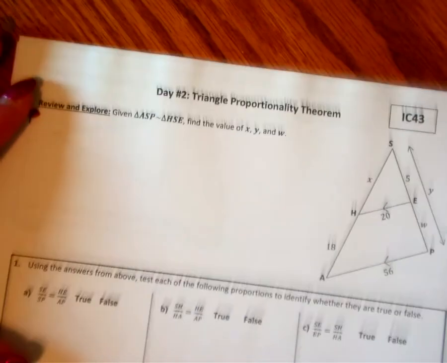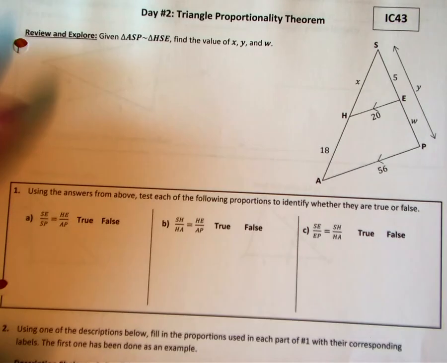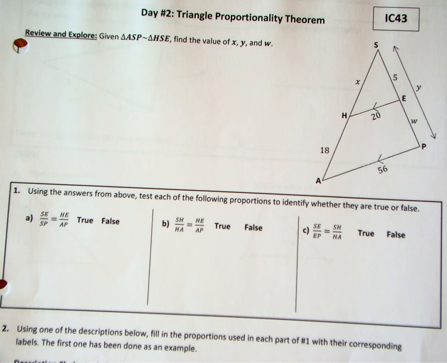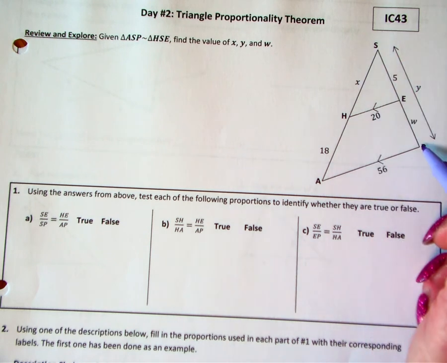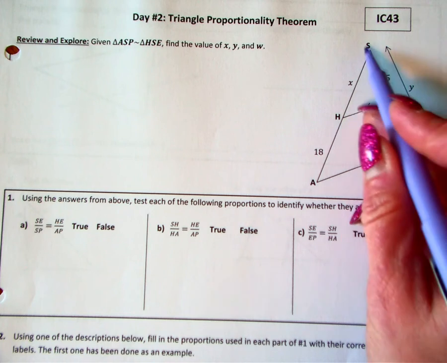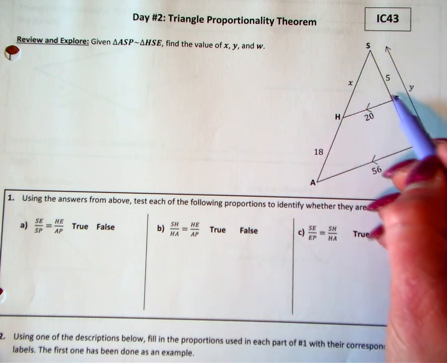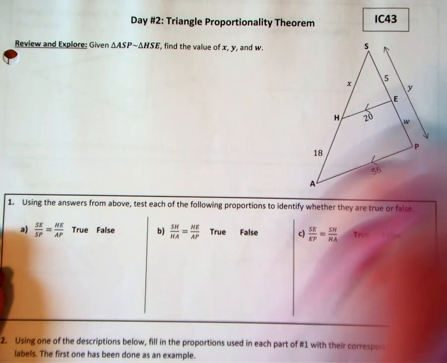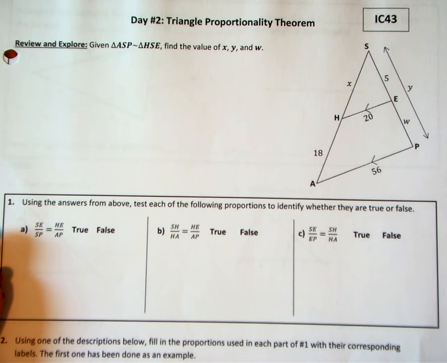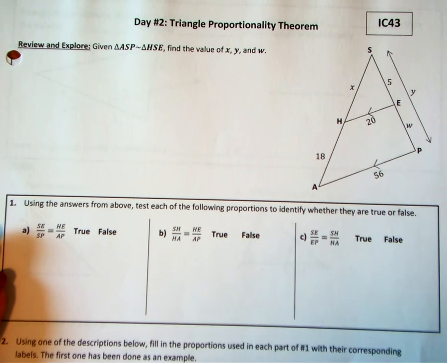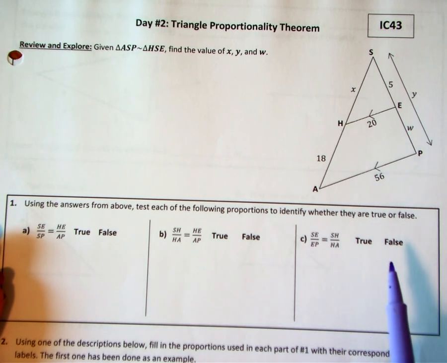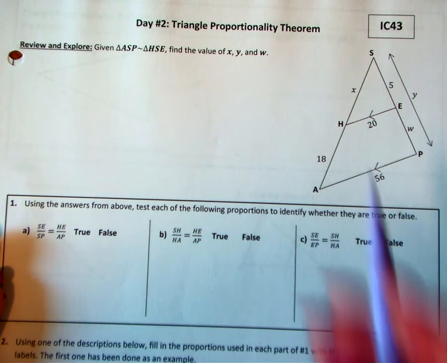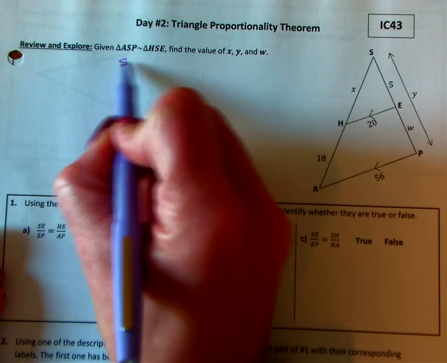Okay, so continuing our work on polygon similarity, we're specifically going to look at the triangle proportionality theorem here. So to review here, you're given triangle ASP. ASP is our big triangle here, is similar to triangle HSE. So to get our scale factor, which was mentioned at the end of the last lesson, you take your small side of the triangle over the larger side of the triangle. So make note of that here.